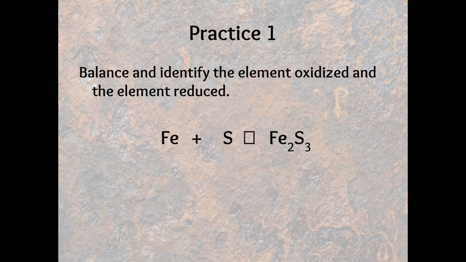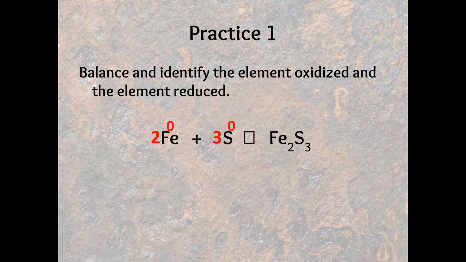Okay, so we're going to practice together. We are going to balance the equation and then identify the element that's oxidized and the element that is reduced. So starting off, we'll balance the equation with a 3 in front of the sulfur and a 2 in front of the iron. Next up, we are going to figure out their oxidation numbers.